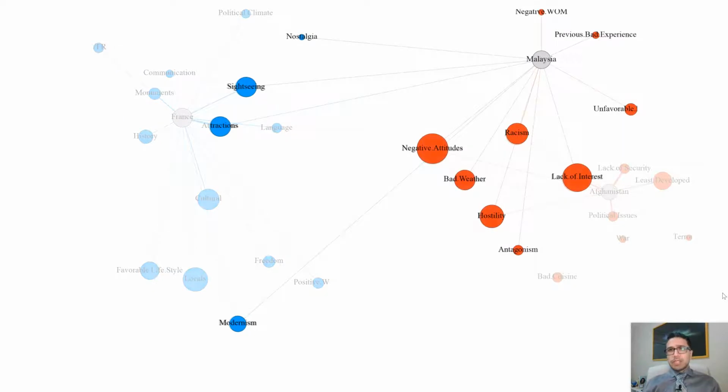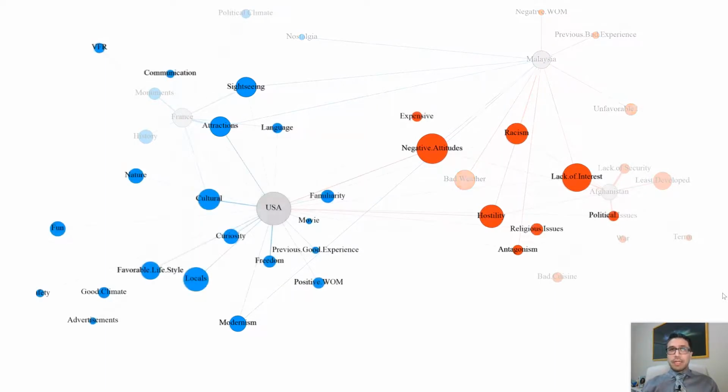We have Malaysia, which is a destination that has a combination of demotivation and motivational factors. However, the demotivational aspect is stronger. Here we have the US on the opposite side of the story, with some demotivational aspects and a lot of motivational forces attached to it. It's obvious that there are so many shared reasons, but every destination can bring its own new reasons to the network.